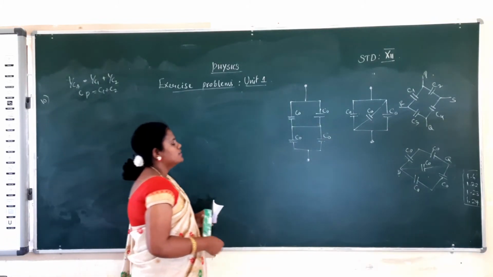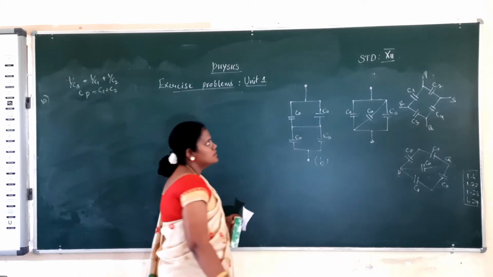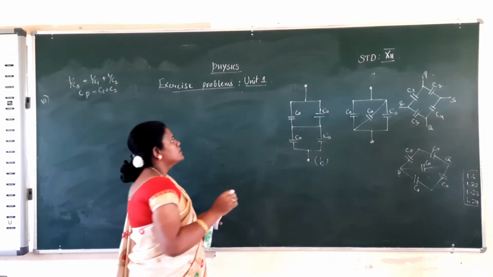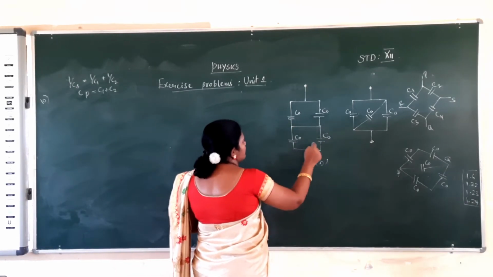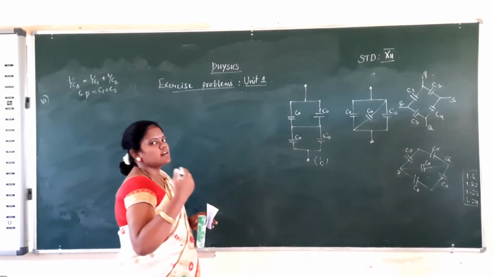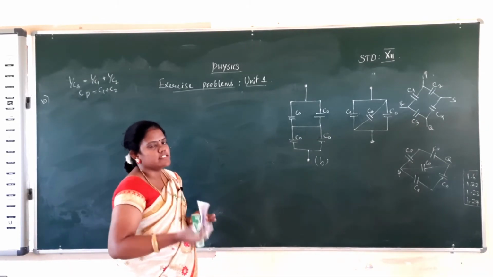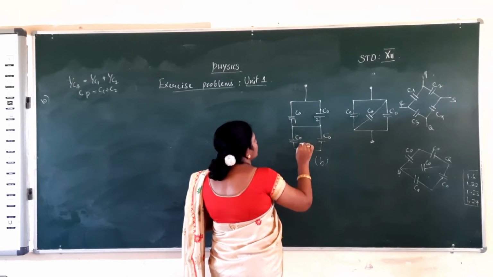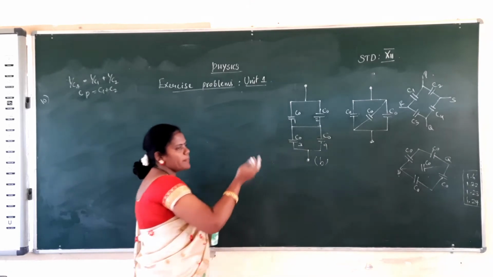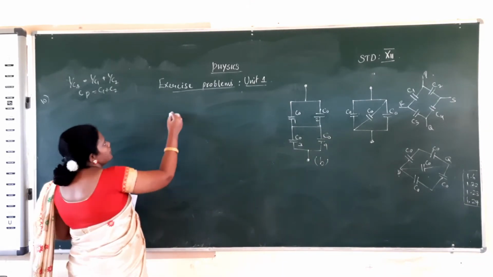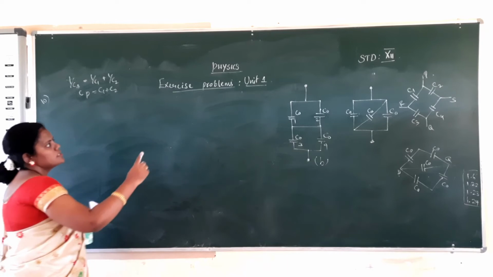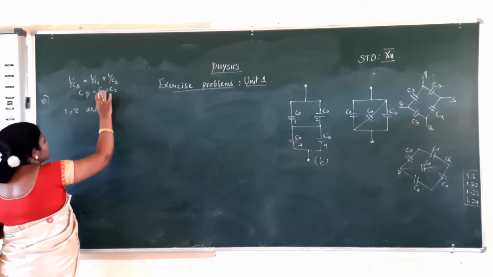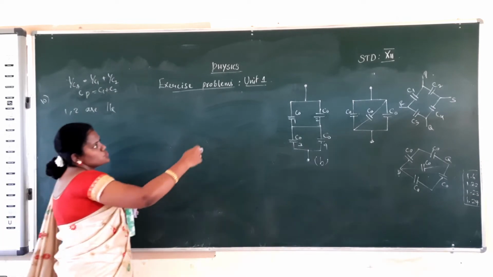What is the second one? That is diagram B. There are 4 capacitors, C0, C0, C0, C0. Two capacitors will be connected in parallel, and the other two capacitors will be connected in parallel. Then those parallel combinations will be connected in series. So first we will find out, this is 1, 2, 3, 4. First two capacitors will be connected in parallel.